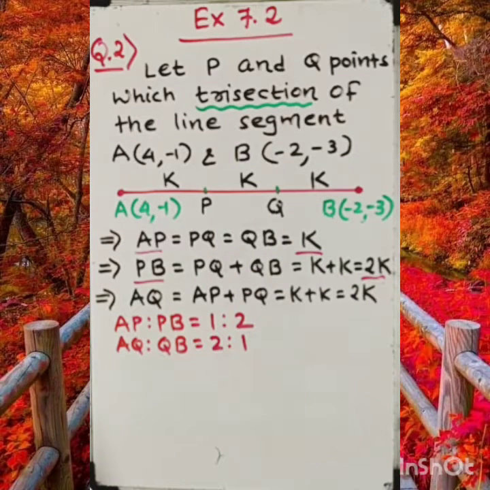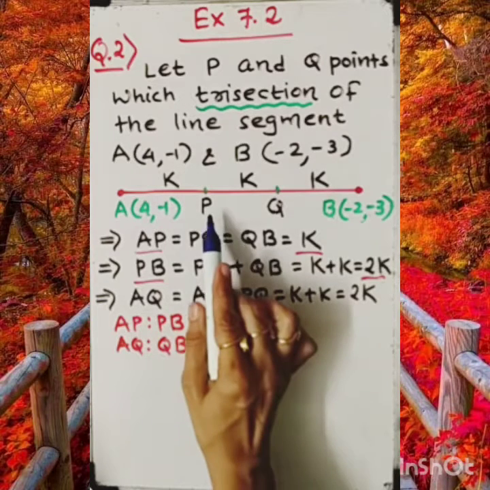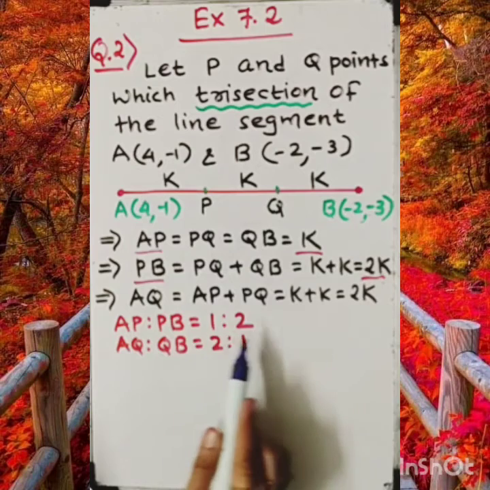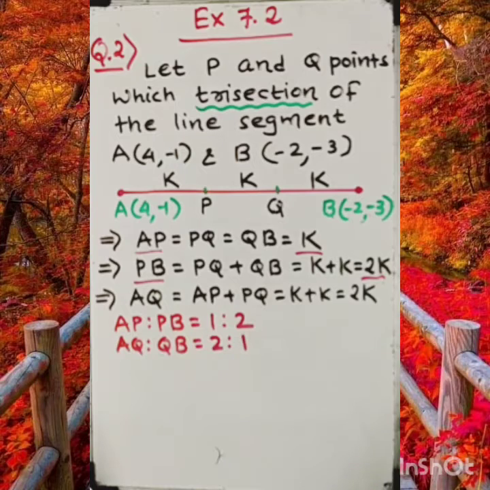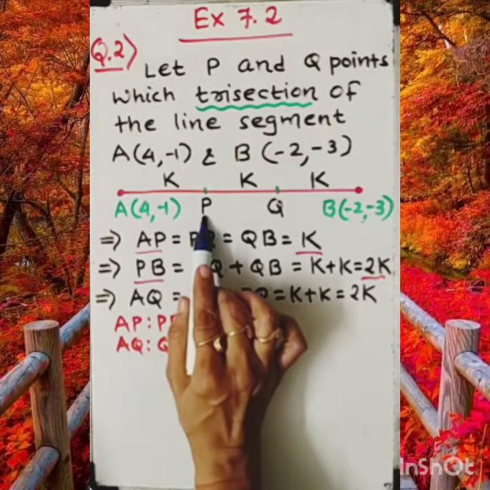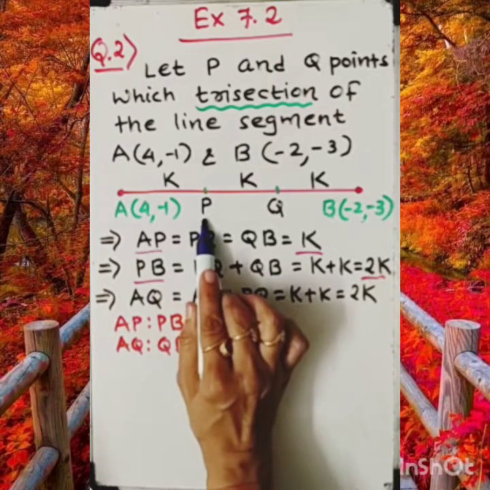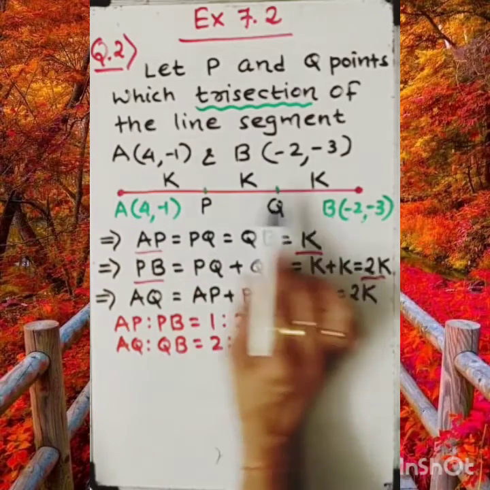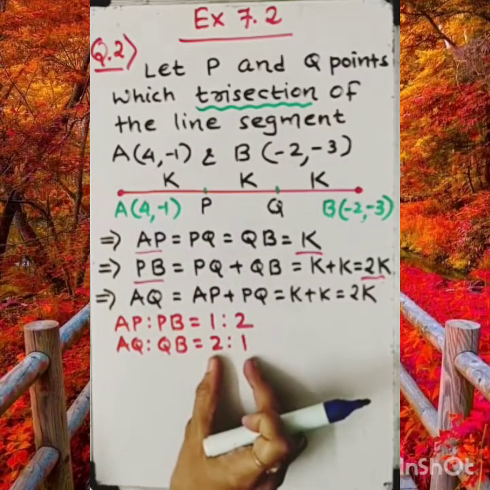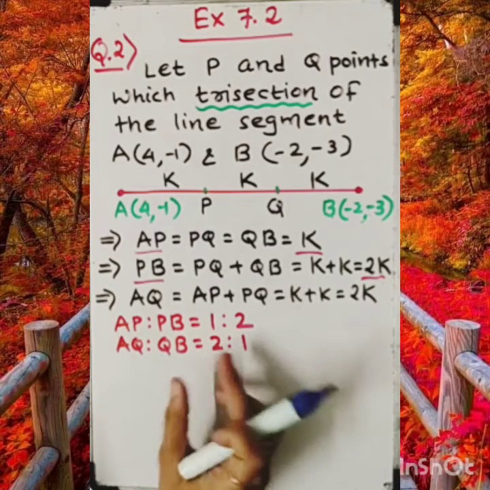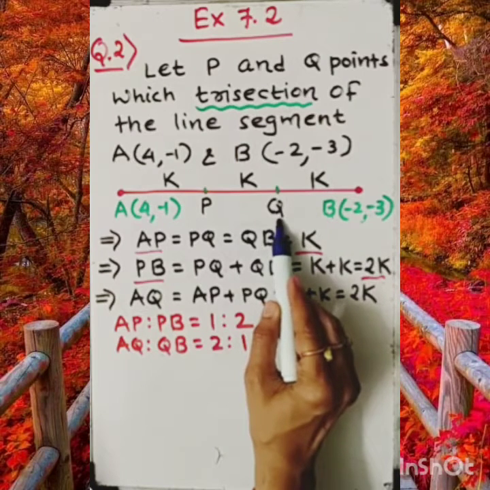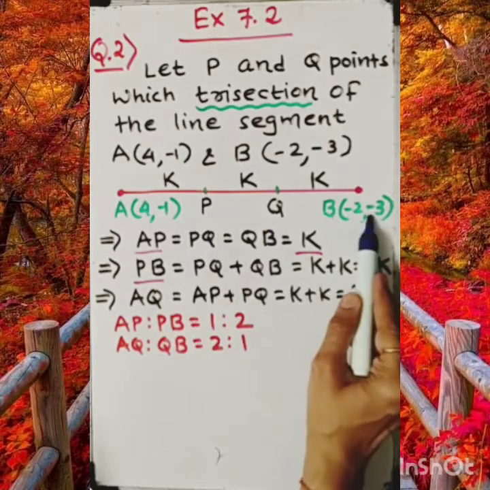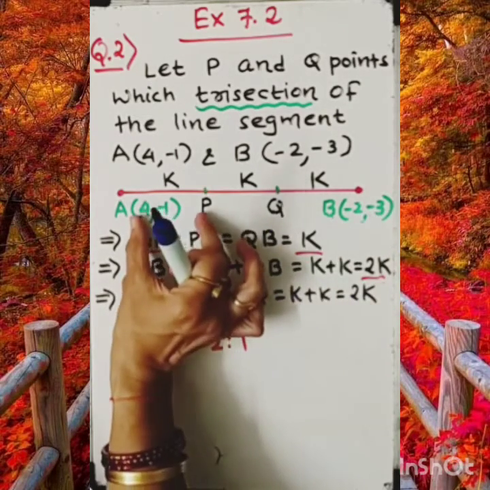With this, we will apply the section formula to find the coordinates of P, and for that we need the ratio individually for both. So P is dividing AB in the ratio 1 is to 2, and Q is dividing AB in the ratio 2 is to 1.